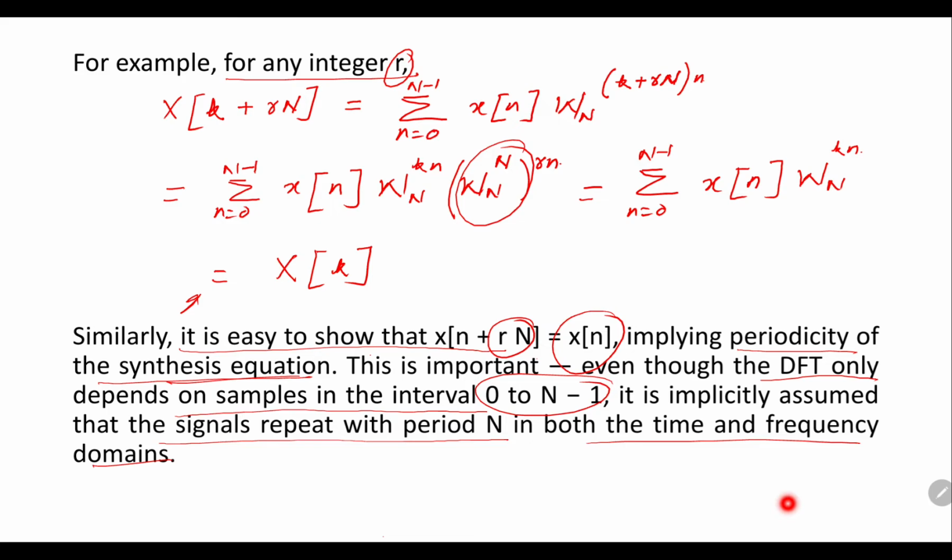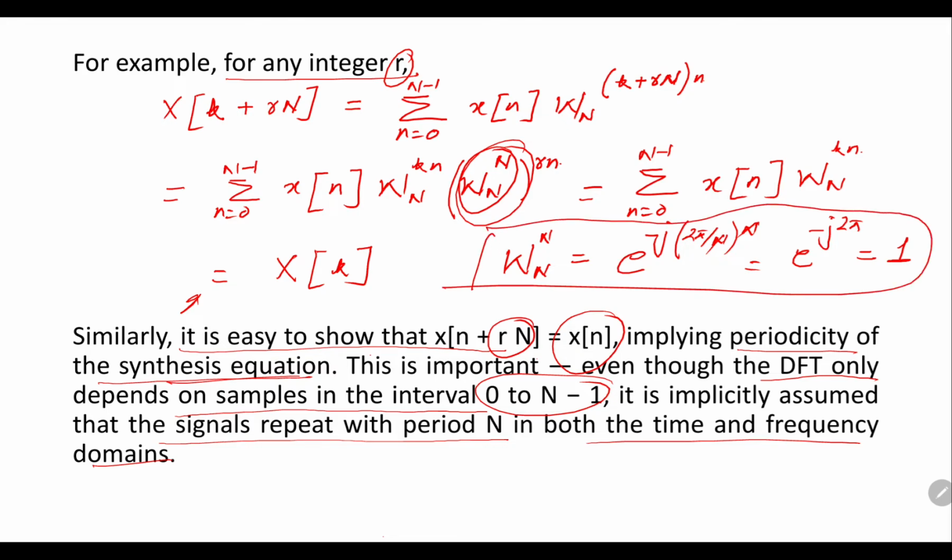I can tell you that we have written W_N. Just to make it clear, you must be in doubt about how it becomes 1. We can write this as e to the power minus j 2 pi by capital N into N. It should become e to the power minus j into 2 pi, because N should get cancelled out, and it should become equal to 1. All right, so this is how we have solved this equation. So now I think it must be clear to you.